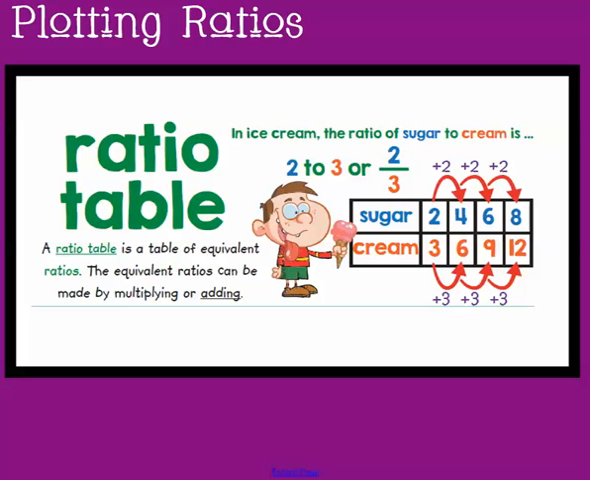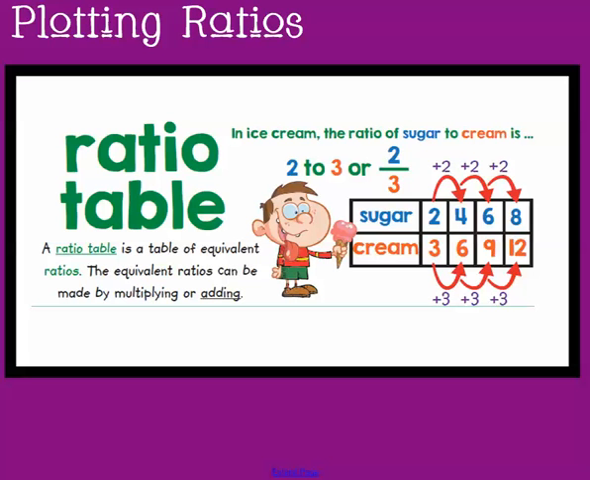So in the example you see in front of you, we are talking about an ice cream recipe where the ratio of sugar to cream is 2 to 3. So we can set up a table where one row represents the sugar quantities, one row represents the cream quantities. And then we start with the simplified ratio of 2 to 3. So you see the 2 to 3.